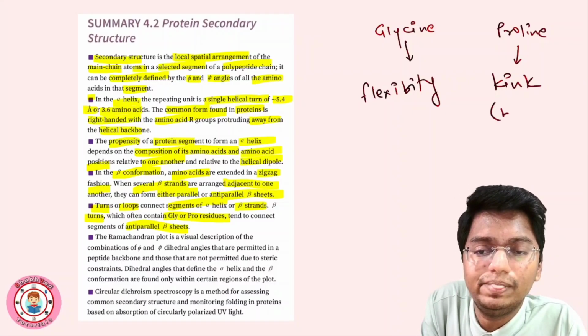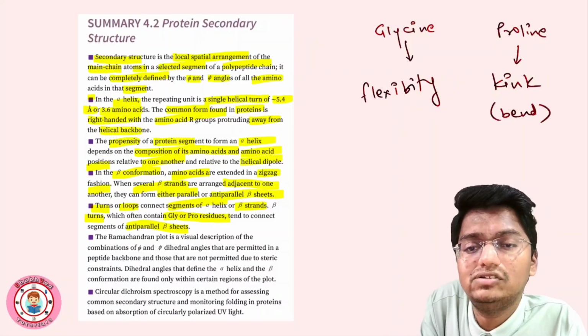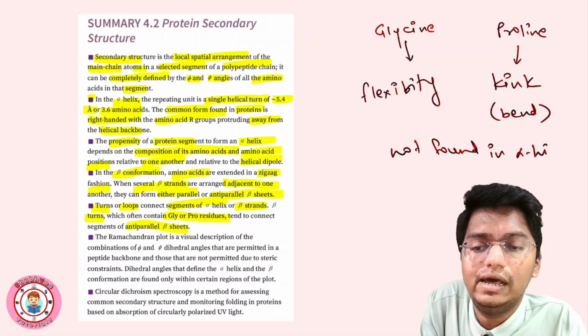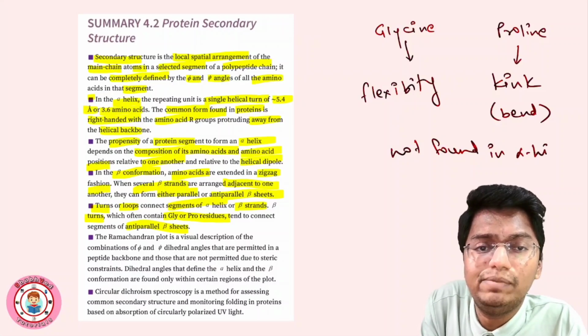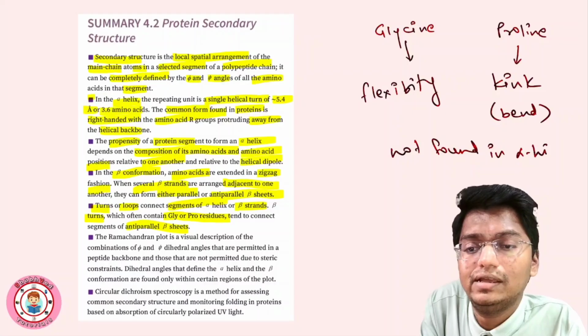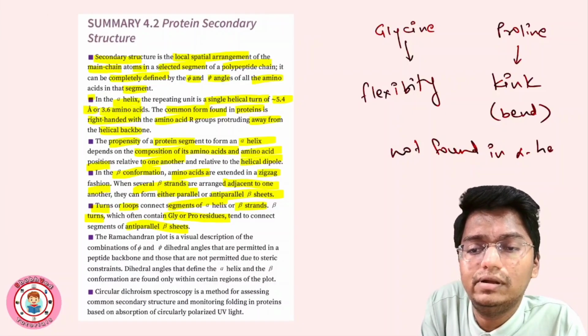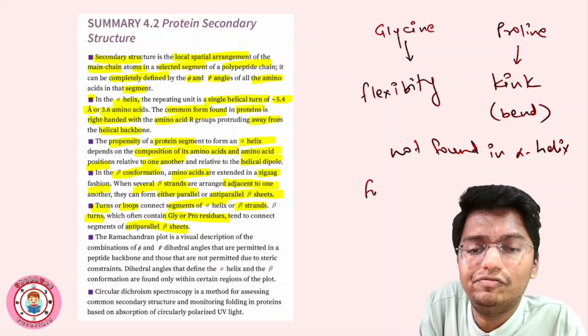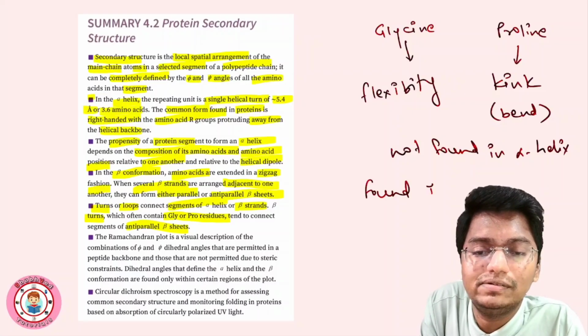Kink means bend in the structure. Okay, so these are not found in alpha helix. They will destabilize the alpha helix. This is a very important point you have to remember. They destabilize the alpha helix. So these are found basically in loops and turns.